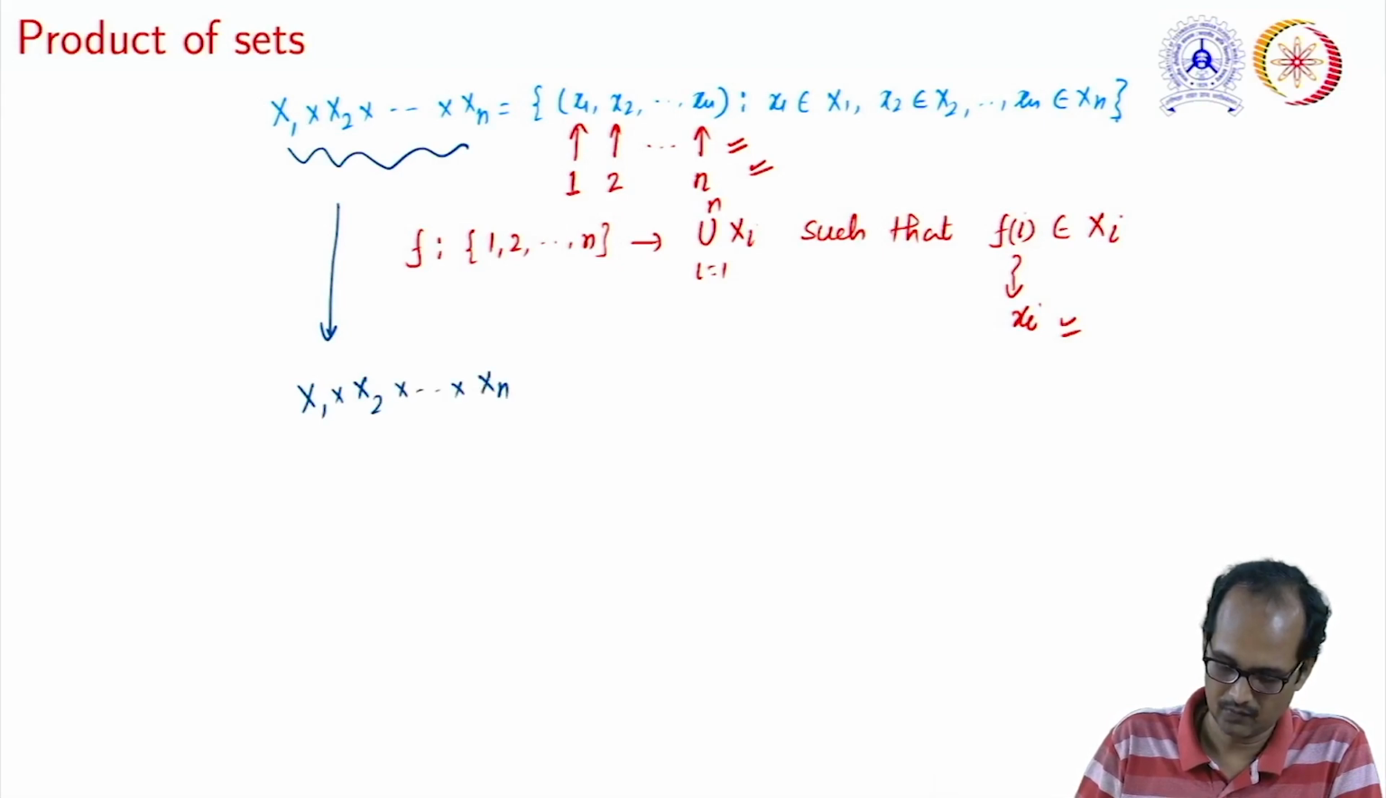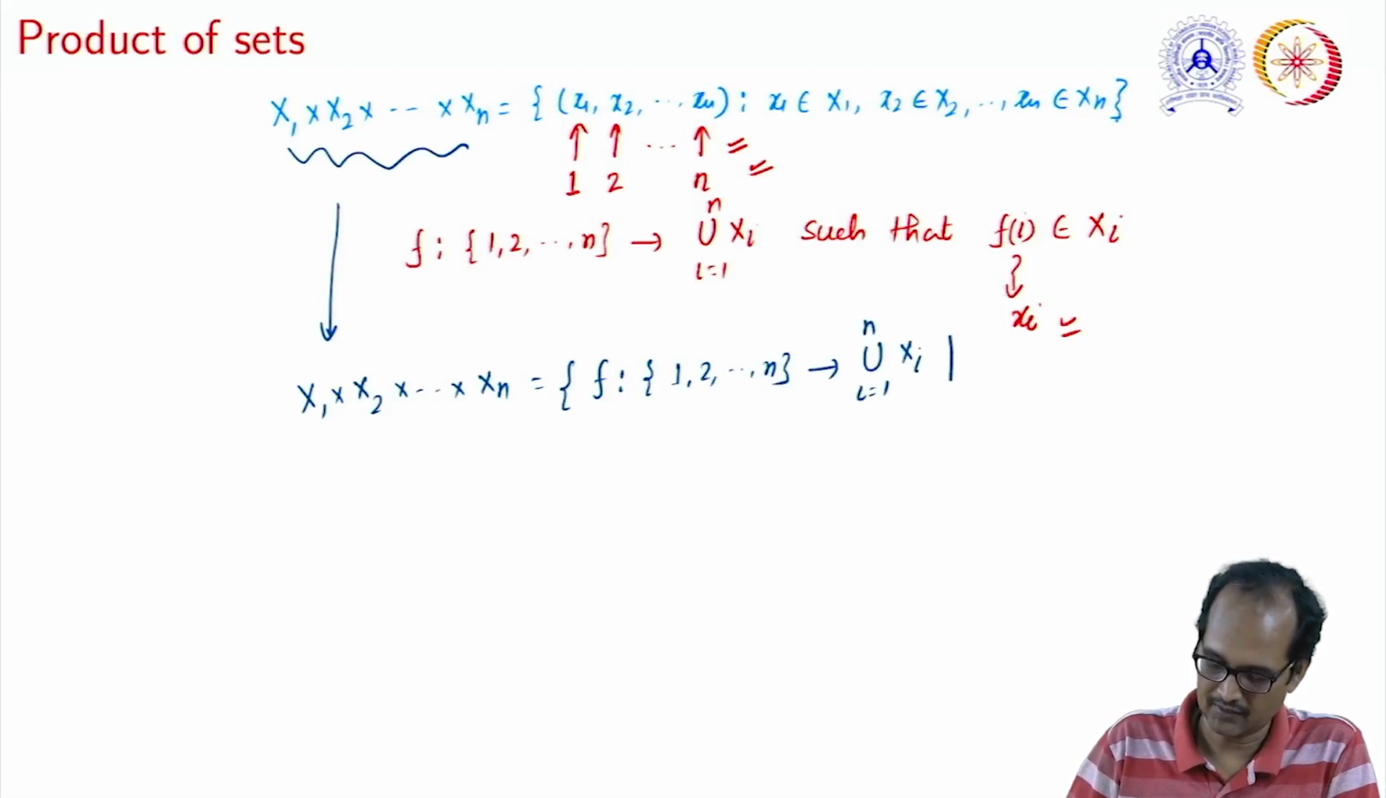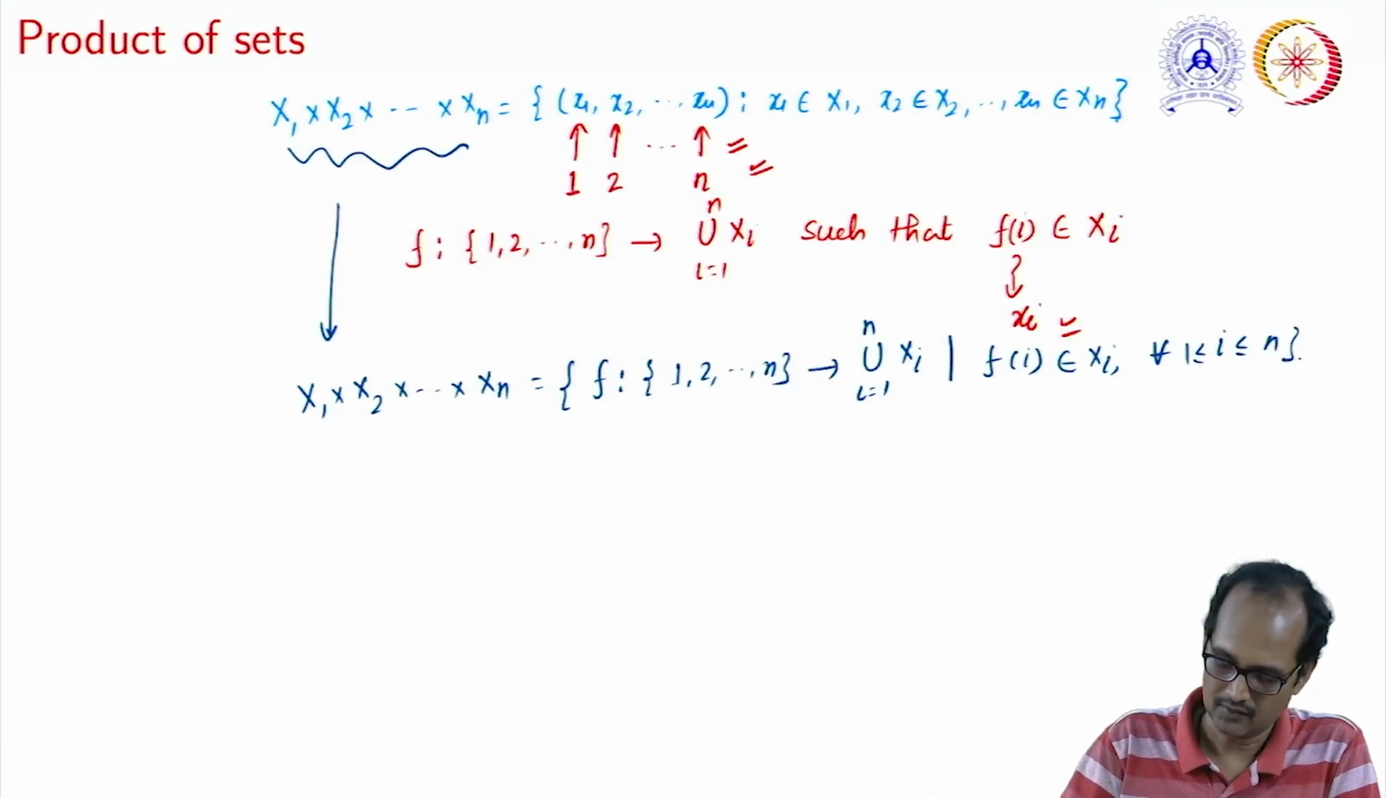the collection of maps f from the set {1, 2, up to n} to the union of Xi, i varies from 1 to n, such that f(i) belongs to Xi for all i, where i varies from 1 to n. And by notation, this Cartesian product can be denoted by the product of Xi, i varies from 1 to n.